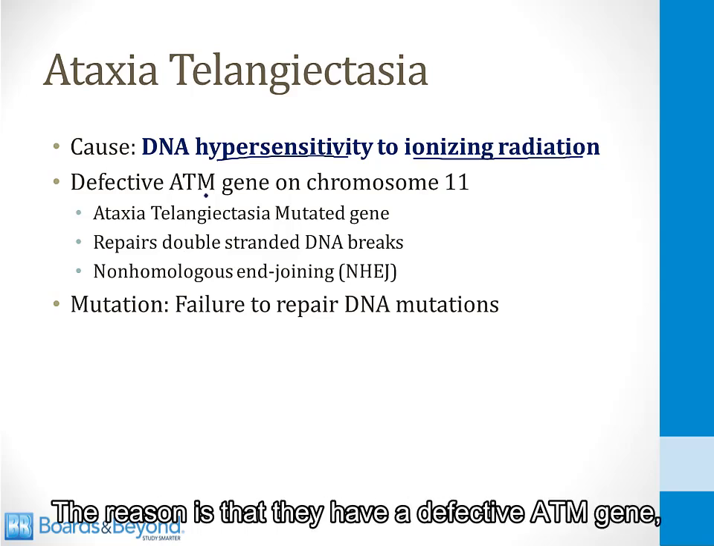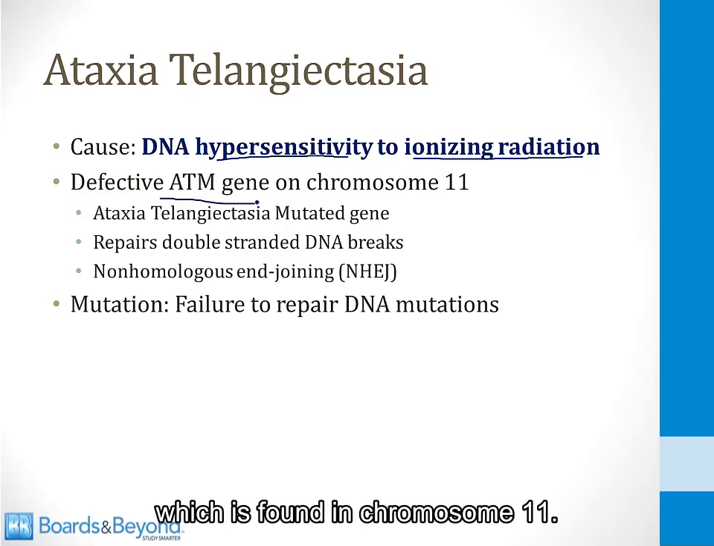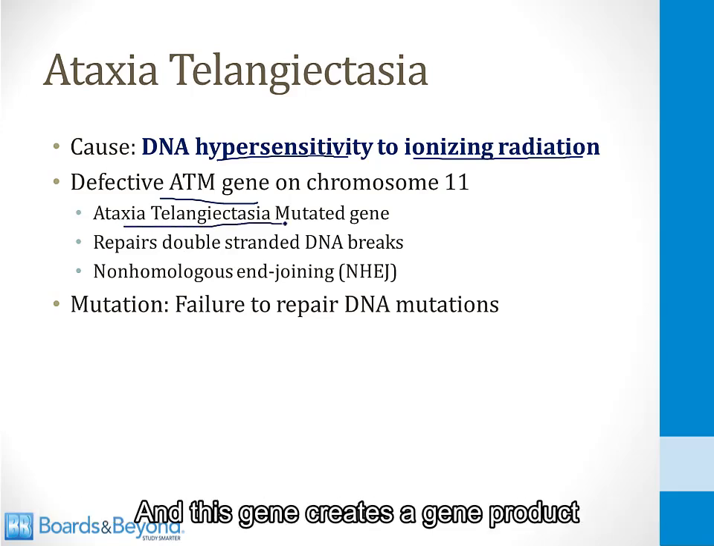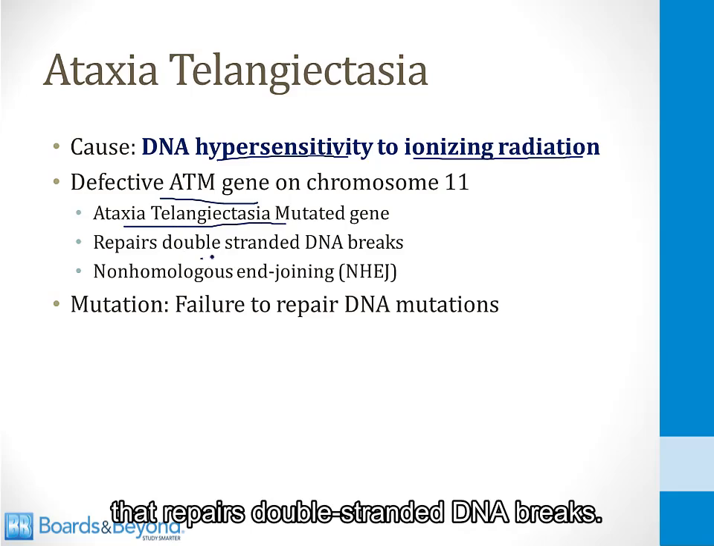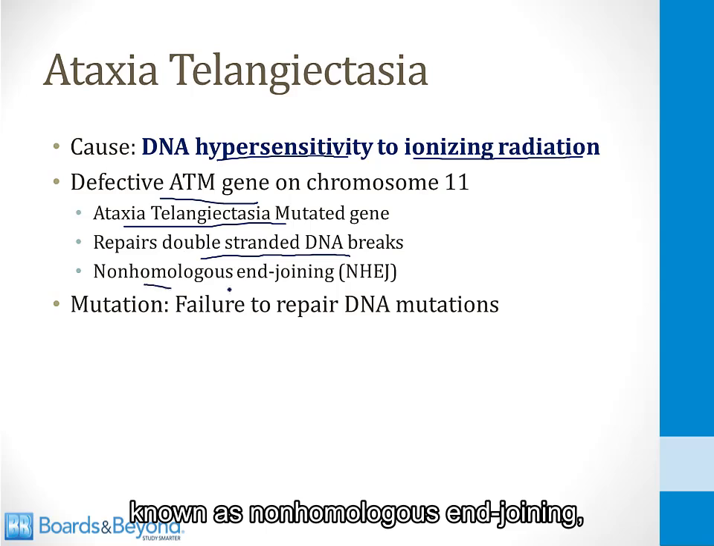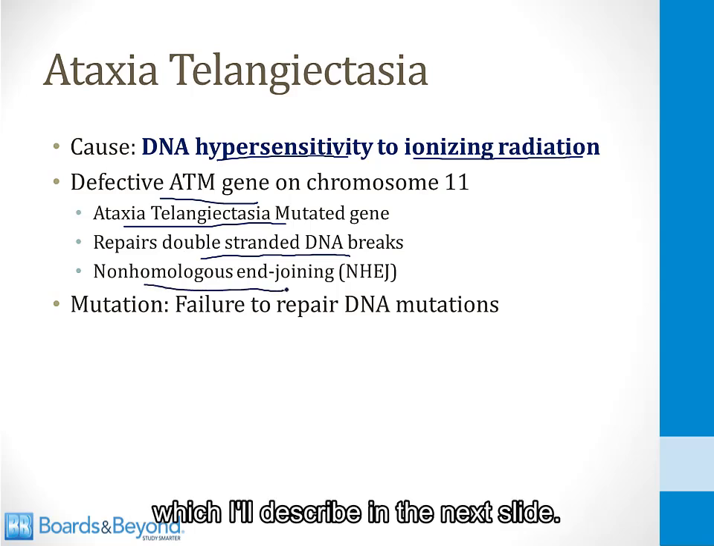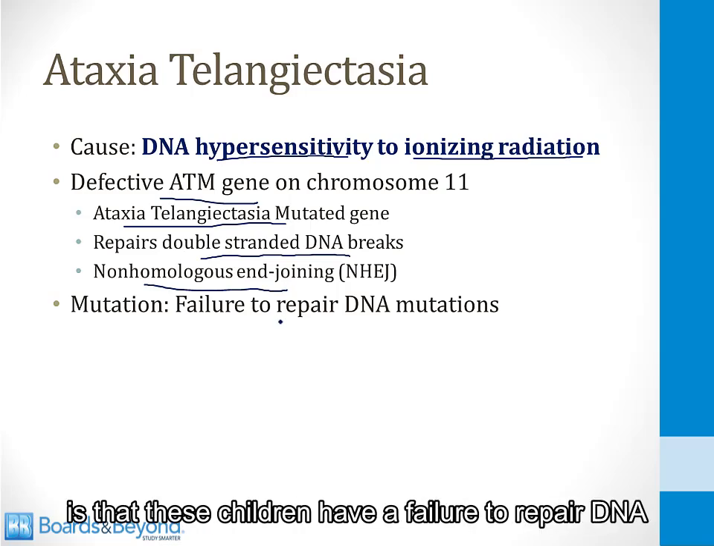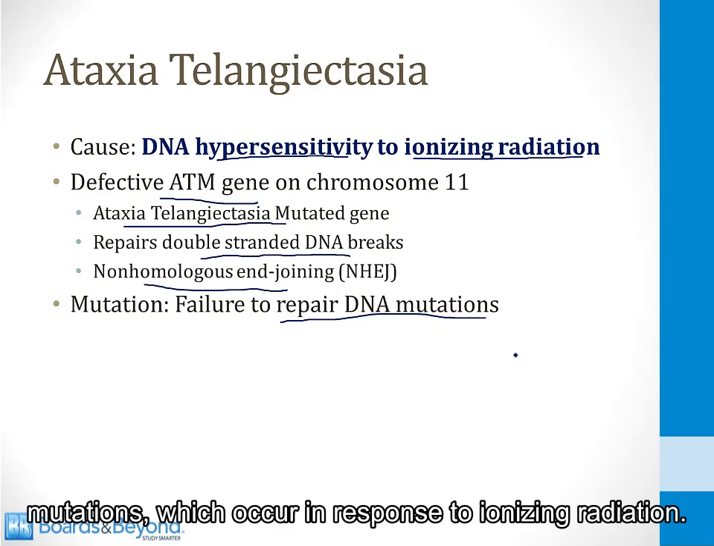The reason is that they have a defective ATM gene, which is found in chromosome 11. ATM stands for the ataxia telangiectasia mutated gene, and this gene creates a gene product that repairs double-stranded DNA breaks. It carries out a process known as non-homologous end joining, which I'll describe on the next slide. But the result of a mutation in this gene is that these children have a failure to repair DNA mutations which occur in response to ionizing radiation.